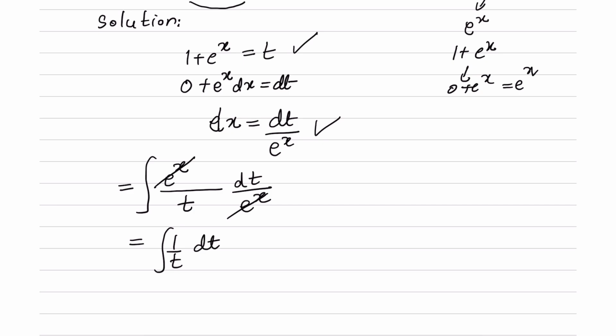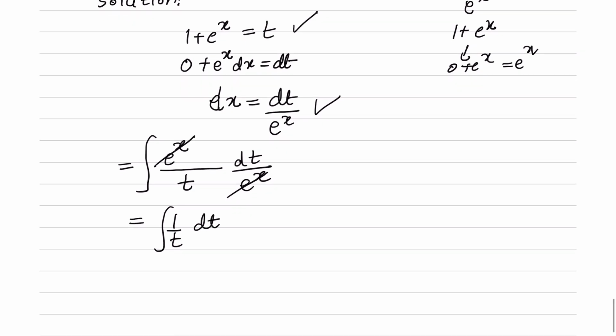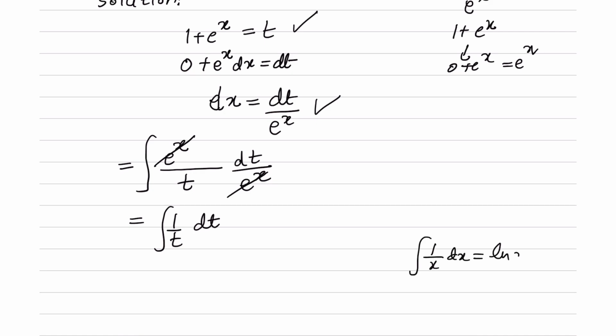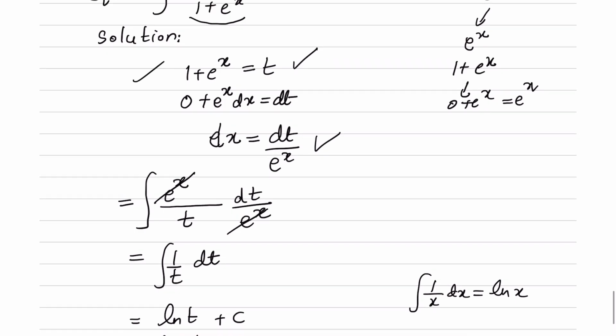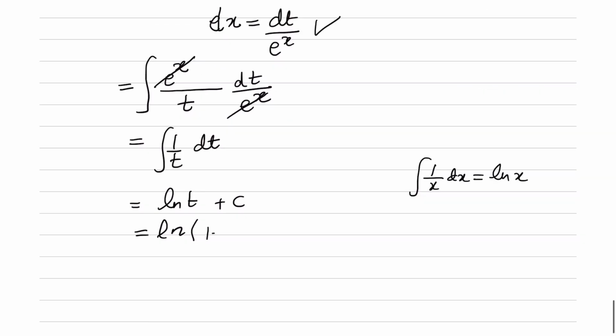We can see that e power x cancels out with this e power x and we have 1 over t dt. Our integral is entirely converted into the variable t form, and now we know the formula: integral of 1 over x dx is ln x. So we are going to write integral of 1 over t dt as ln t plus some constant, but t was not originally the part of our question, so we will put the value of t from here, which is ln of 1 plus e power x plus some constant. So this is how we solve this question by substitution.